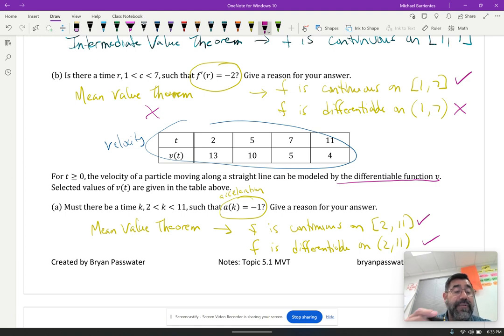So therefore, for letter A on this last problem, we can use the mean value theorem because the conditions are met, and we are guaranteed that there must be a time k in that interval such that a of k is equal to negative 1. That's the mean value theorem. We'll come back, we'll do some more problems, and we'll wrap it up that way.